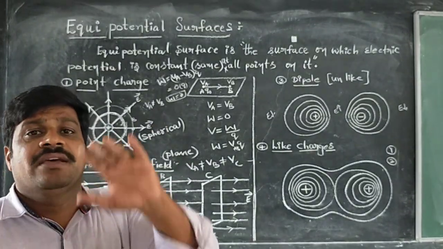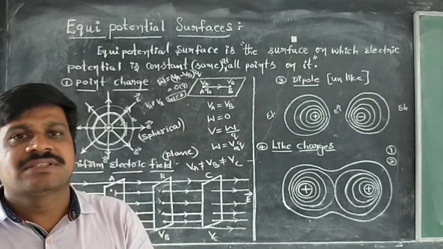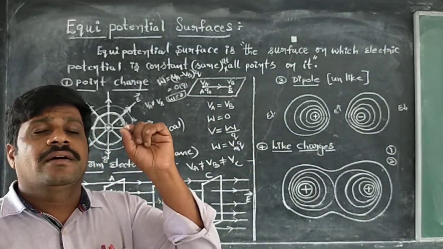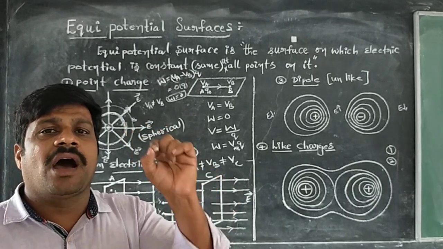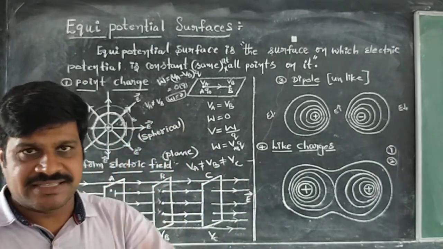So the second point is nothing but electric field lines are always normal to the equipotential surface. That is the second point.